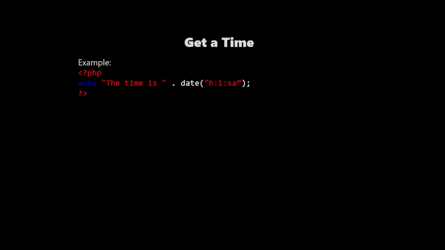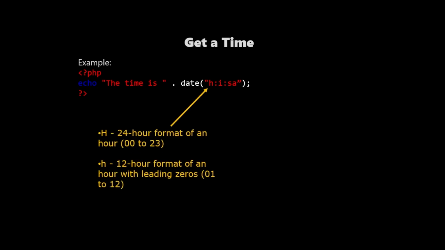Now let's discuss how to get a time using the date function. The date function can also be used to get the current time in various formats. Here are some commonly used format characters for times. Uppercase H represents the hour in 24-hour format from 0 to 23. Lowercase h represents the hour in 12-hour format with leading zeros from 01 to 12.